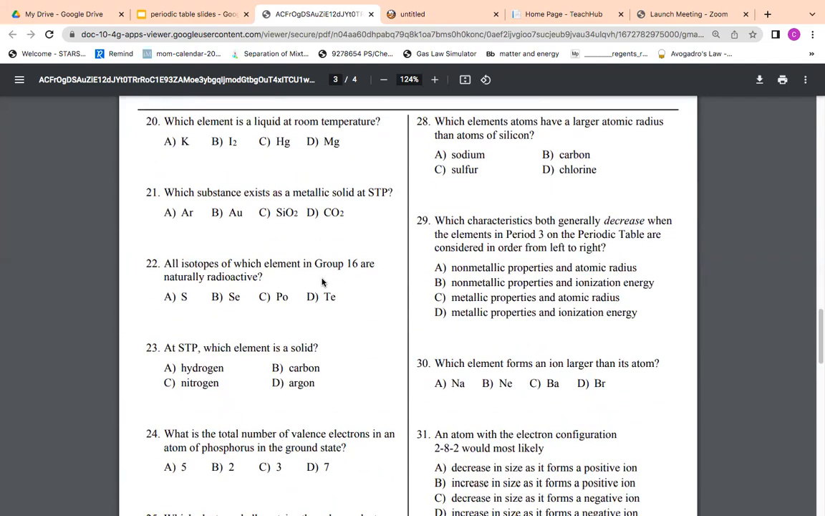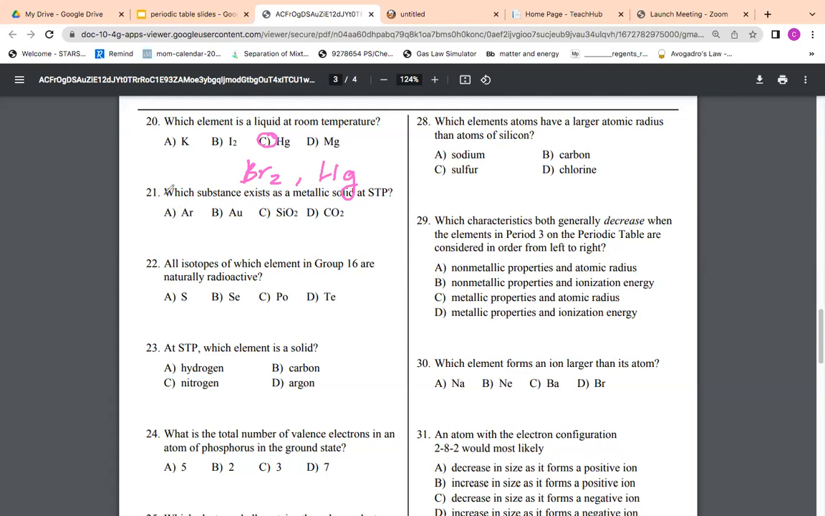Number 20. Which element is a liquid at room temperature? We already touched upon this. Again, there's only two options. It's either bromine or it's mercury, Hg. And we don't see bromine here. So our only other option is mercury, Hg, the only metal on the table that is liquid at room temperature.